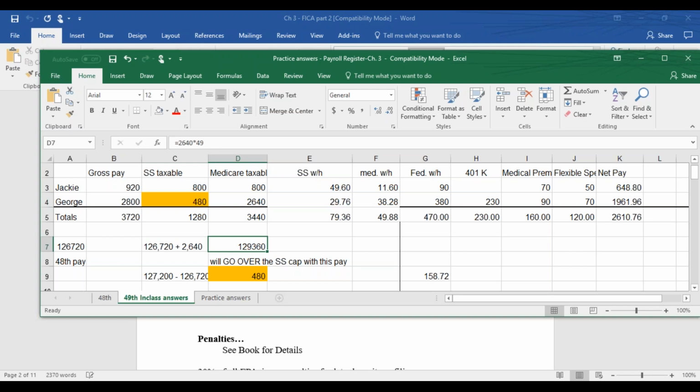Did this go over the cap? The answer is yes. So what I want to do is take the Social Security cap and subtract out where we were with the last pay, 126,720. We only have $480 left to be taxed for Social Security.